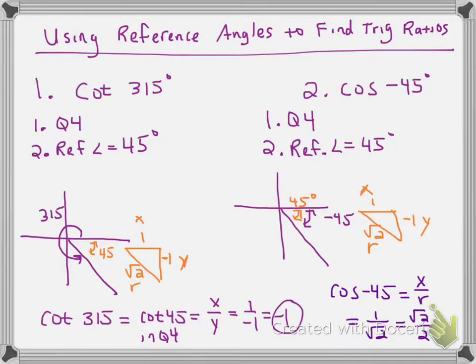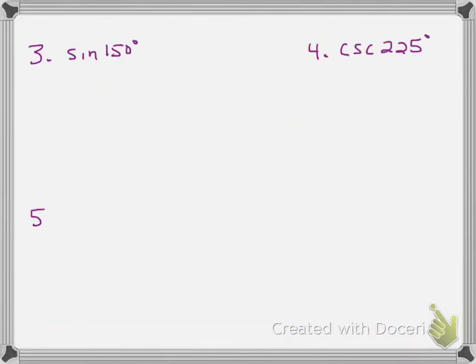We're going to go over 3 more. We're going to go over them a little bit quicker here. All right, so I've got these 3 angles: sine of 150, cosecant of 225, and then the secant of 60 degrees. Same idea, I want to be able to go ahead and draw and figure out where this angle is.